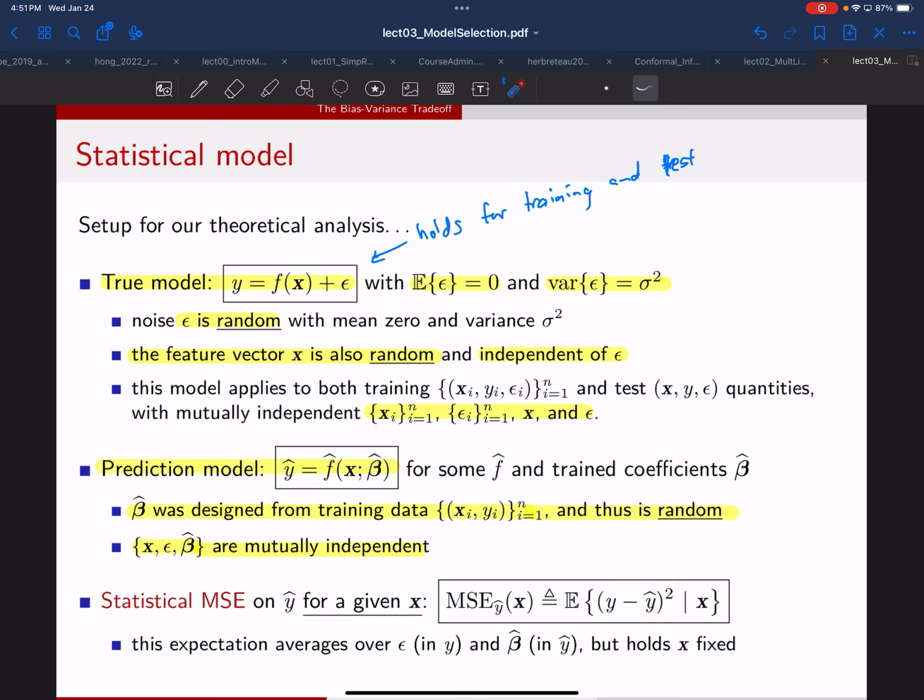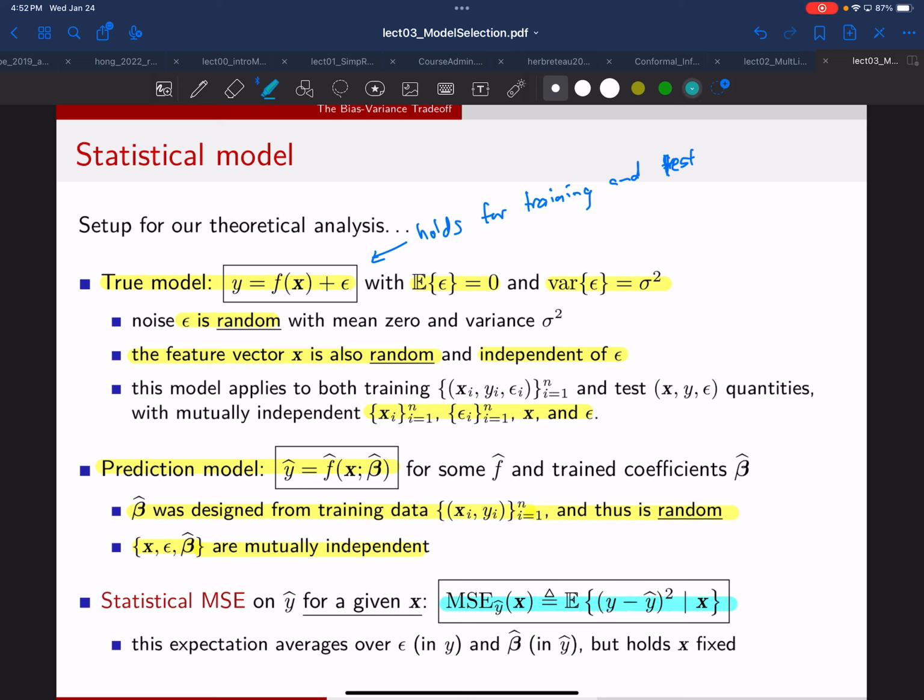And the way we're going to start out our analysis is we are going to condition on the test feature vector x, which means we want to know what happens for a particular test feature vector x as a first step. Once we derive that, then we can say, well, what happens on average? Then we can average over the x's. But first, we want to say for a fixed x, what happens? Because x is random, if we want to fix it, we have to condition on it. So that's how we're going to handle that.